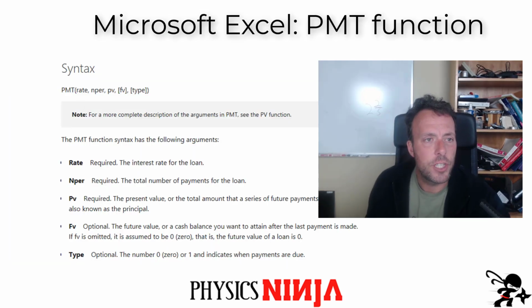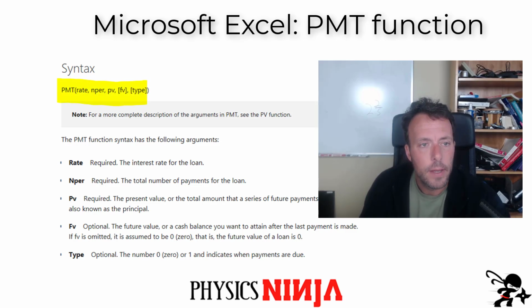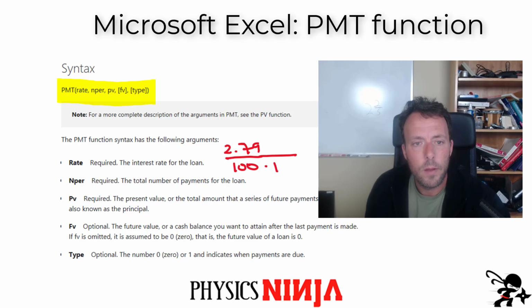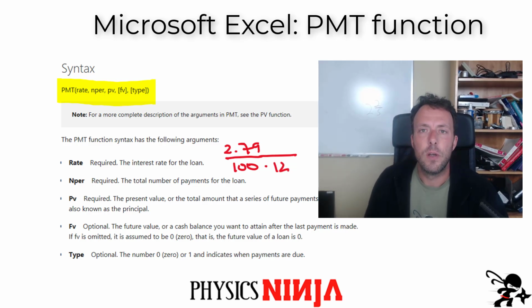Another thing I did just to check stuff out was I looked at Microsoft Excel. Microsoft Excel has a function called payment. It's PMT, and there's a few inputs that you have to give it, but it's pretty straightforward. First of all, they want to know the interest rate that we're going to have on the loan. So for me, it was 2.79. It's a percentage. And they want to know the percentage per period. So in this case, it's per month.